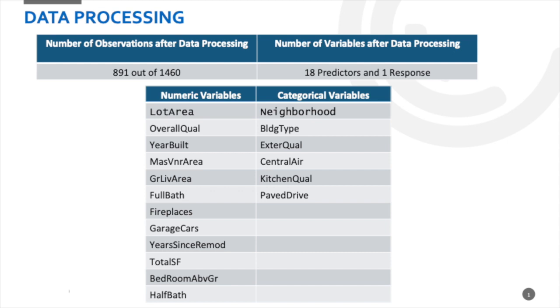Here we list the numeric and categorical variables, that is the feature names. And I will go over some of the ones that are least obvious, like the fourth one down, which is masonry veneer area, that is the material of the exterior. Below that is the garage living area. And the third one from the bottom is total square footage. After the data processing, the number of observations was narrowed down to 91 and the attributes to 18 predictors.